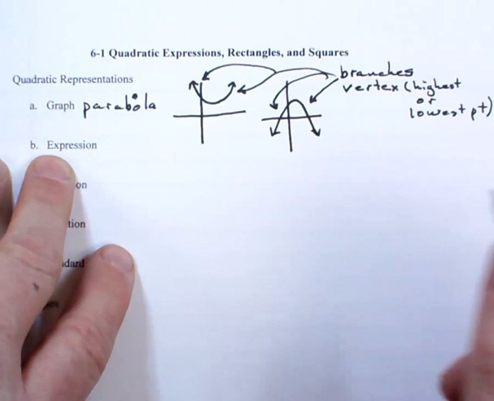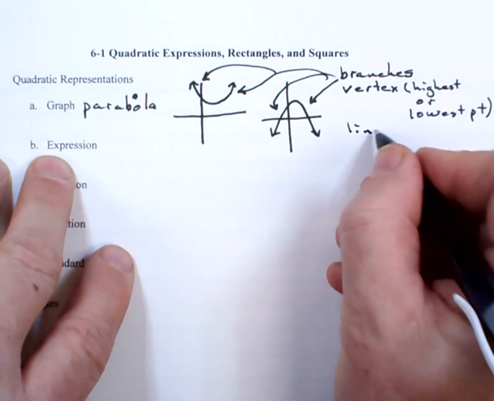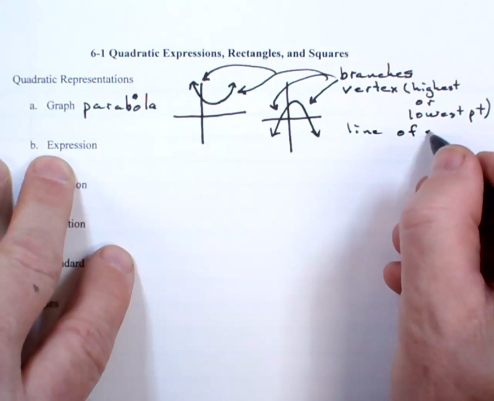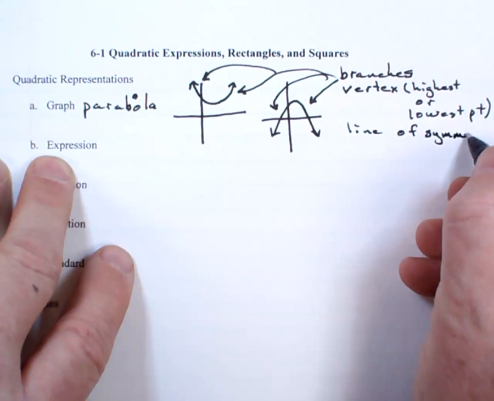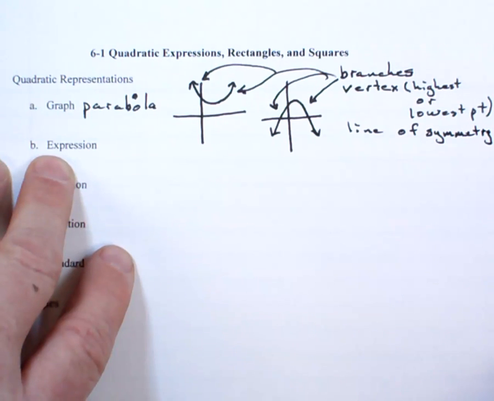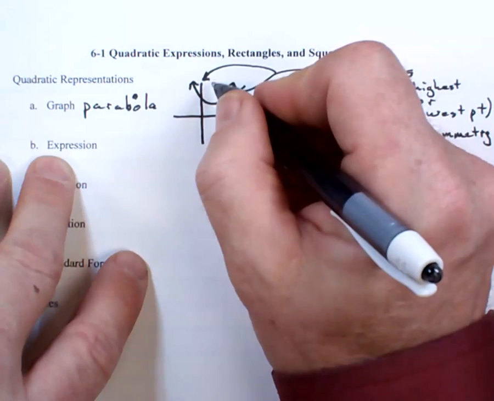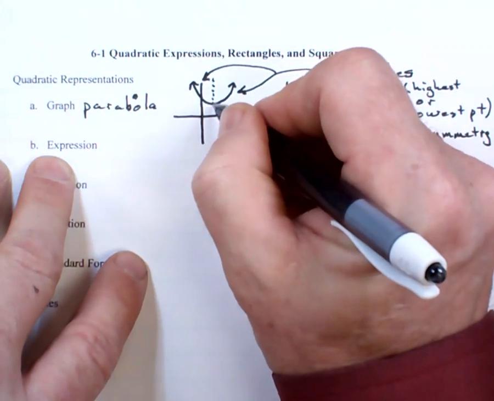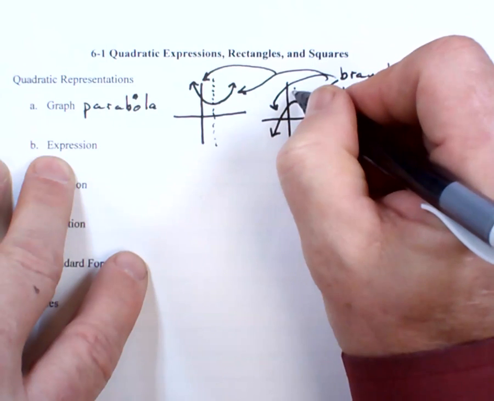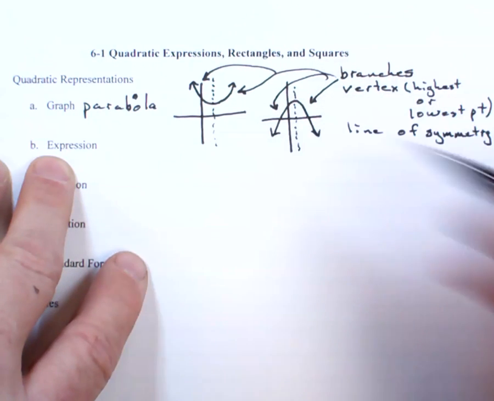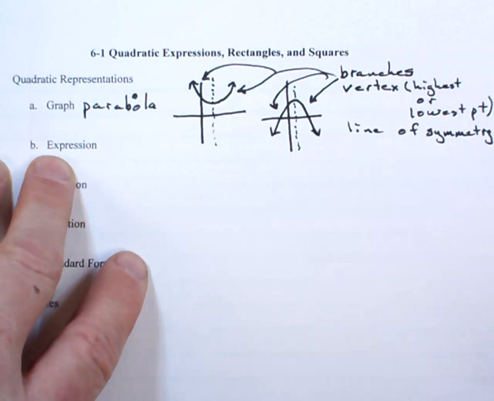We also have something called the line of symmetry. The line of symmetry goes right through the middle of the parabola. So here are examples of where the line of symmetry is. What specific point does the line of symmetry always pass through? The vertex, correct? It will always, always do that. That's huge.